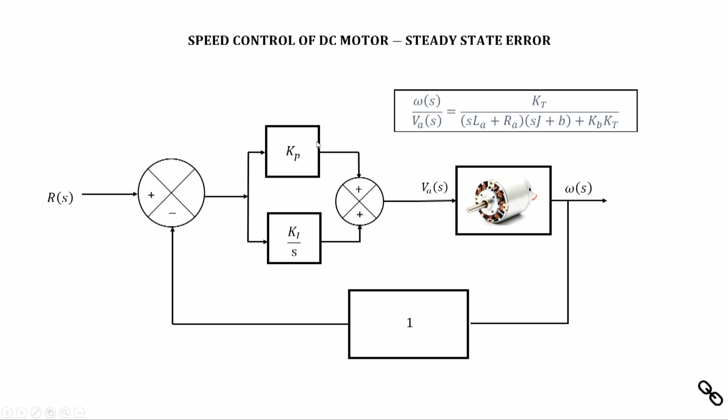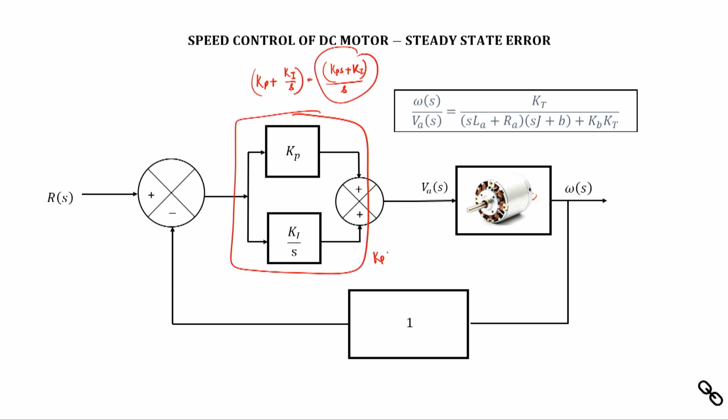Now what is this controller? This is Kp, this is Ki by s. This Kp is the one that we had used and then we have Ki by s. So in total, this entire thing is Kp plus Ki by s. So if it is Kp plus Ki by s, then what will be the total transfer function? Let us see, Kp plus Ki by s equals (Kp s plus Ki) by s. This is the total transfer function of this part.